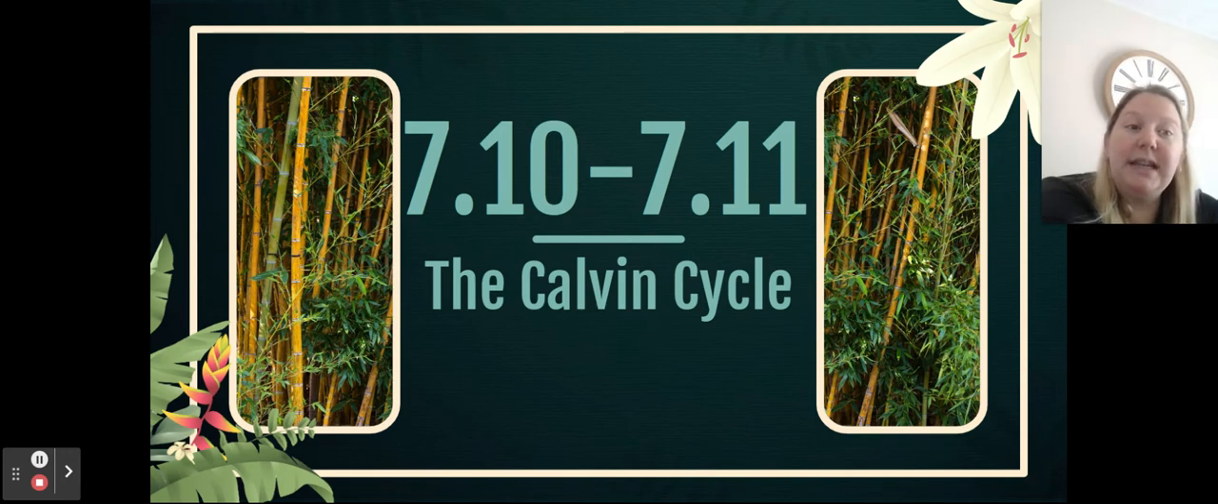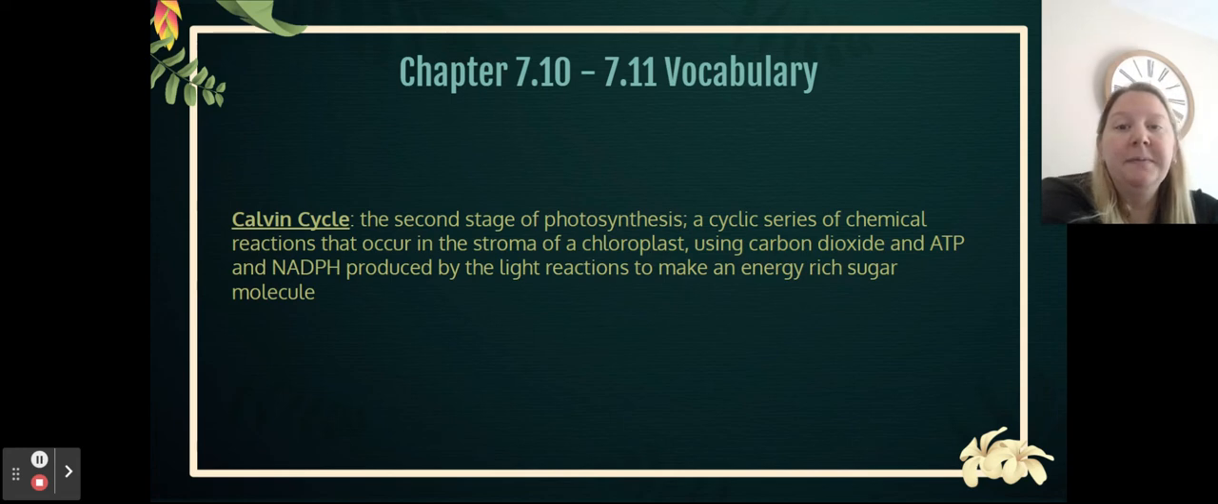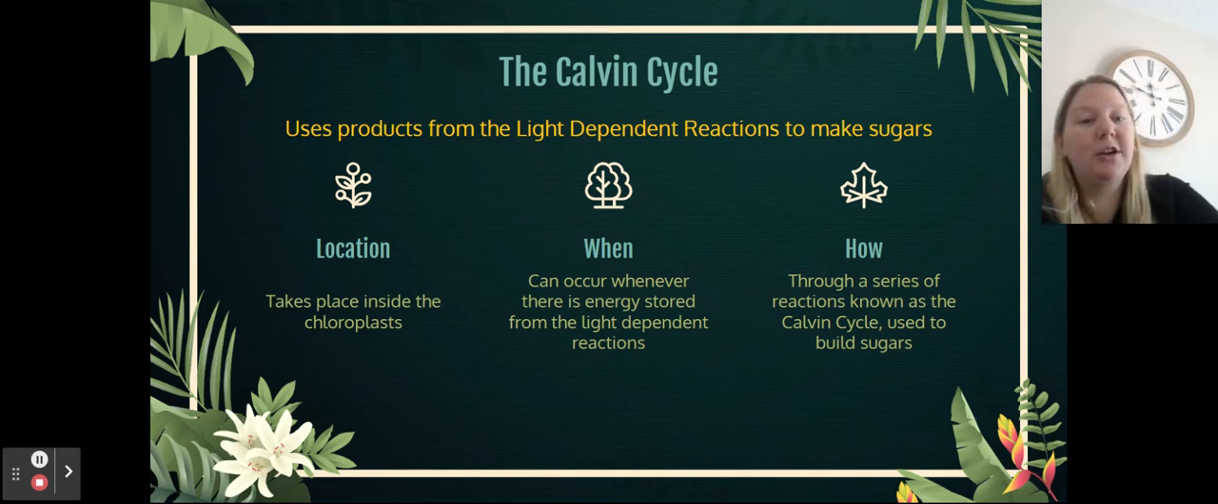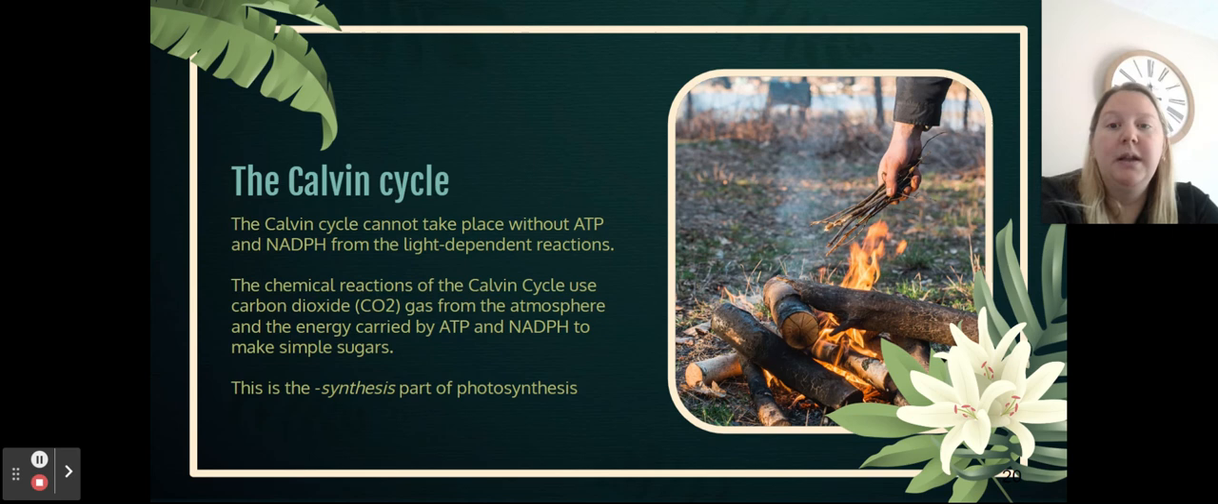The Calvin cycle, which is the light-independent reaction. The Calvin cycle is the second stage of photosynthesis. Like the citric acid cycle, it is a cyclic series of chemical reactions that occur in the stroma of chloroplasts, using carbon dioxide, ATP, and NADPH produced in the light reactions in order to power this cycle to make sugar molecules. It's located inside the chloroplast, occurs whenever there is energy stored from the light-dependent reaction, and is made through a series of reactions known as the Calvin cycle. The Calvin cycle cannot take place without those molecules from the light-dependent reaction.